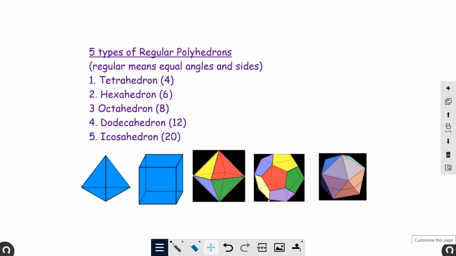But here are your 5 types of regular polygons. Do not draw these pictures unless you're really artistic, but write down those 5 types of regular polygons. So regular polygons have congruent faces, and all the angles are the same, all the side lengths are the same. It's kind of like an equilateral triangle, but it's equilateral three-dimensional shapes. The number in parentheses is how many faces you have.